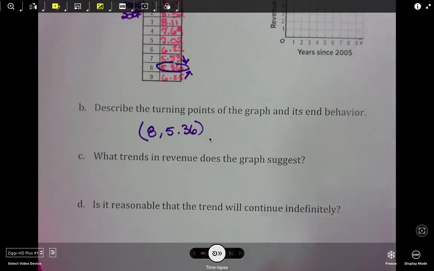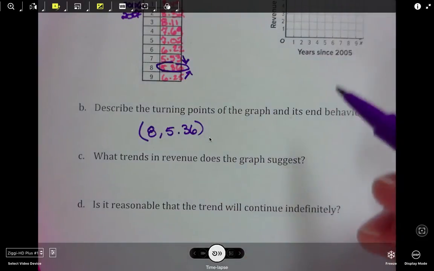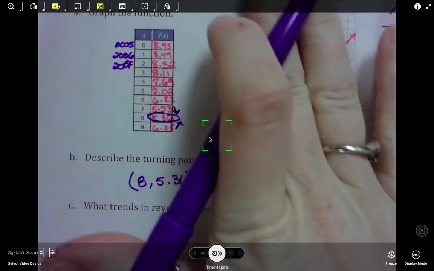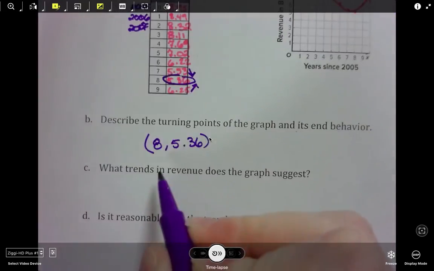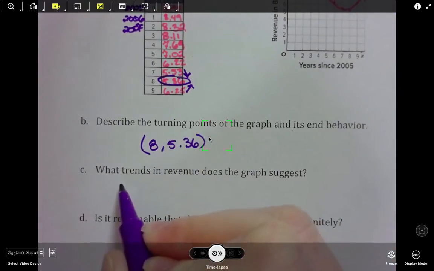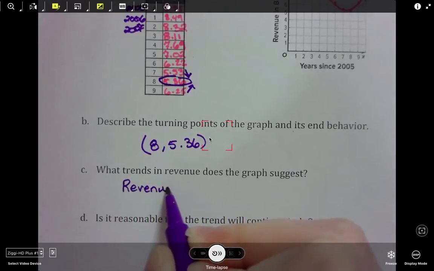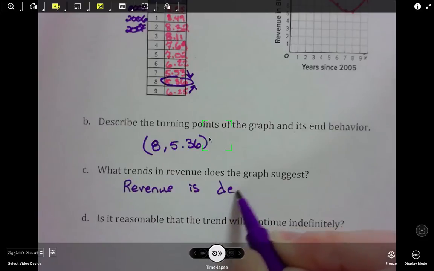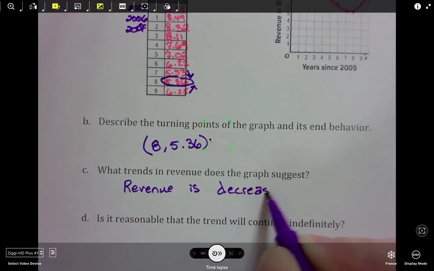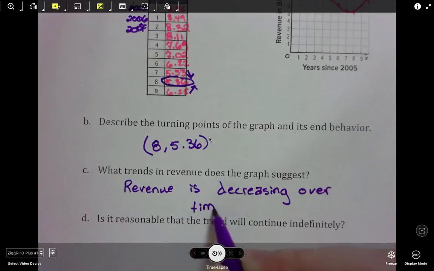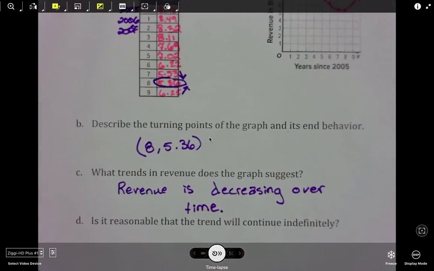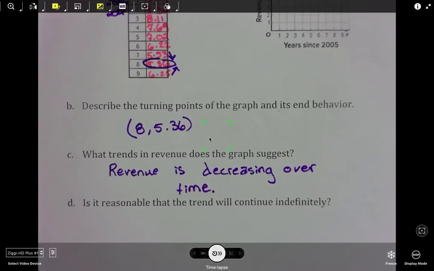What trend in revenue does the graph suggest? Well, overall, all of the amounts are going down. So what trend does it suggest? Revenue is decreasing over time. Besides that last little jump there at the end, revenue is pretty much decreasing.